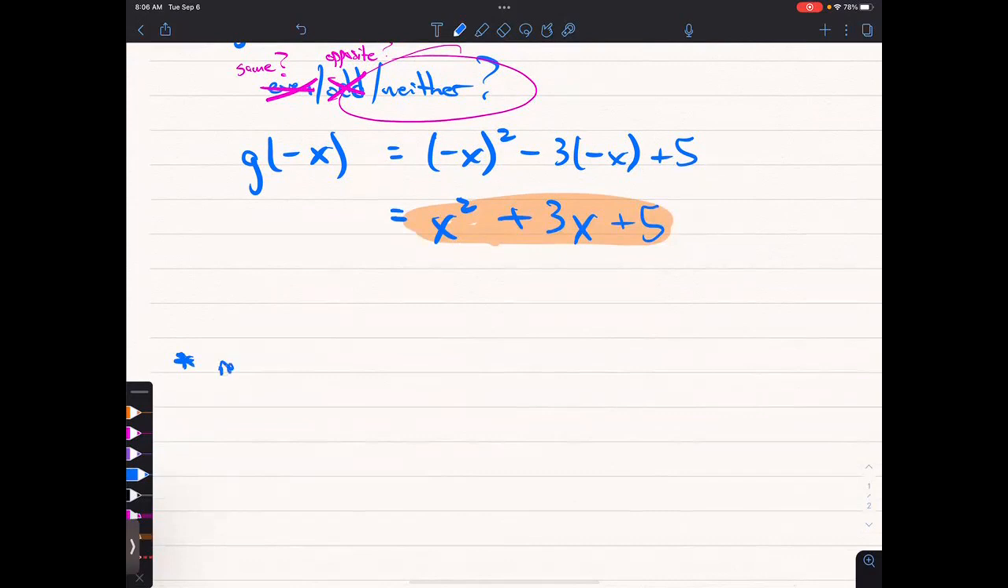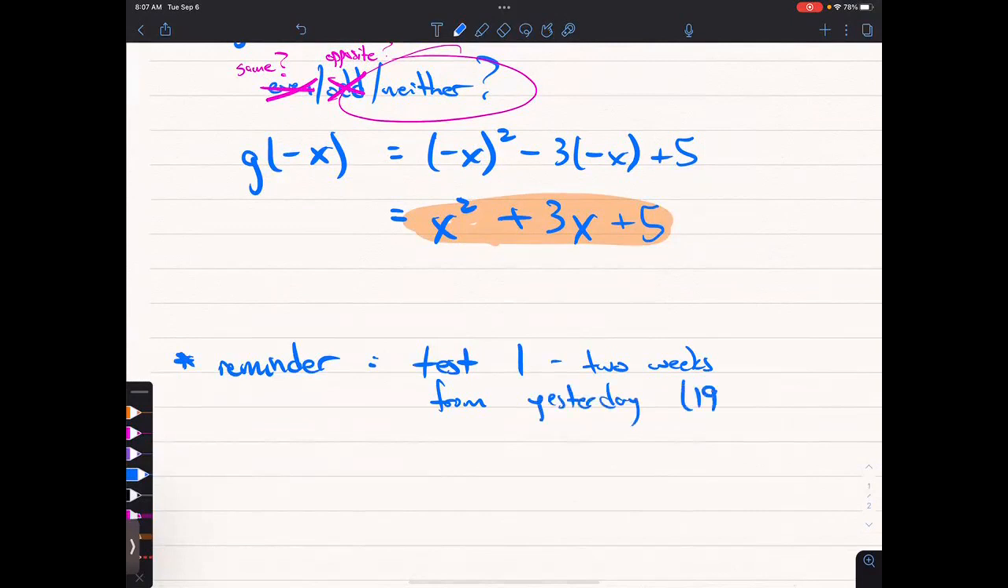Reminder. Test 1 in just under 2 weeks, 2 weeks from yesterday, the 19th. And that's going to be basically everything we cover up to that point. Most of that's in chapter 2, but a couple other things as well. And homework to do tonight.